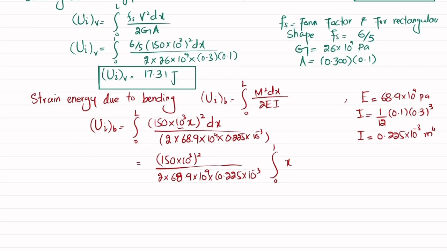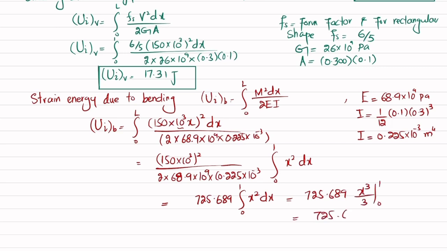We are left with x square dx. And again, when you solve this, you will get this value: 725.689 integral of 0 to 1 x square into dx, and that will be 725.689. This will be x cube divided by 3 with limits from 0 to 1. So that will be 725.689 into 1 cube minus 0 cube divided by 3, which will give you the strain energy due to bending.